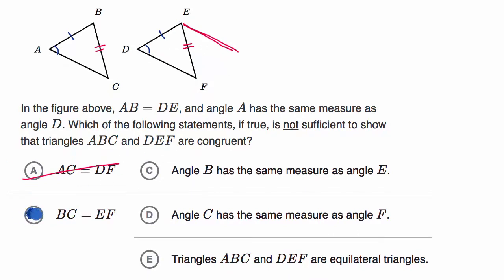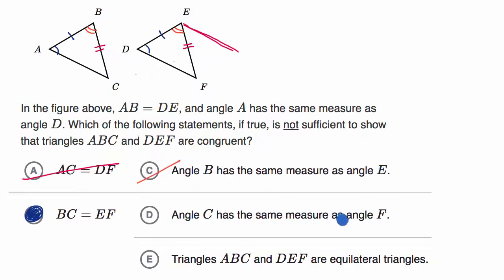But we could look at the other ones and see why they are sufficient to show that the triangles are congruent. Angle B has the same measure as angle E. Yep, that is angle side angle, which is a way to show congruence. And think about this. If this angle and this angle are congruent, and the side in between them is the same, there's no way that you could move around the other two sides to get anything other than these triangles being congruent. So we'd rule that out. This is sufficient to show congruency.